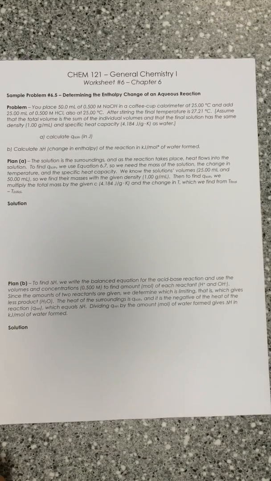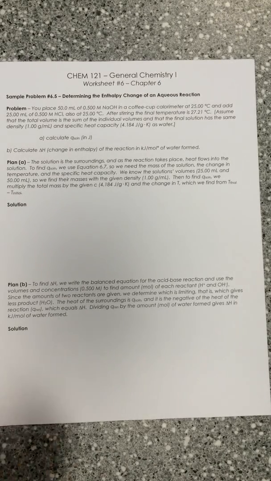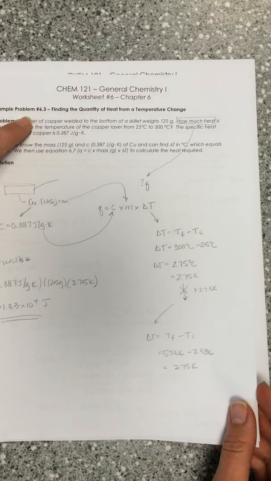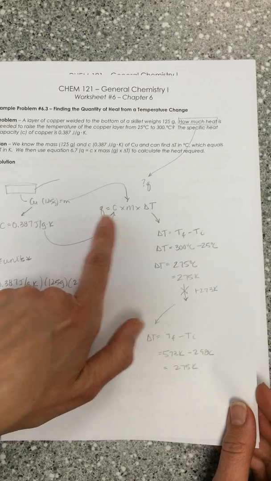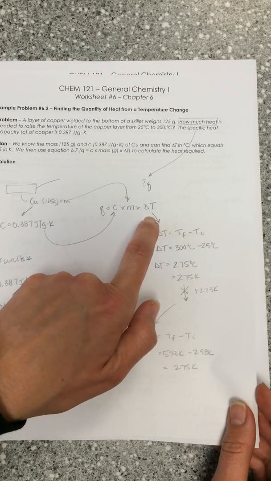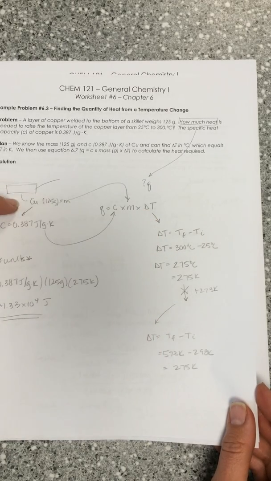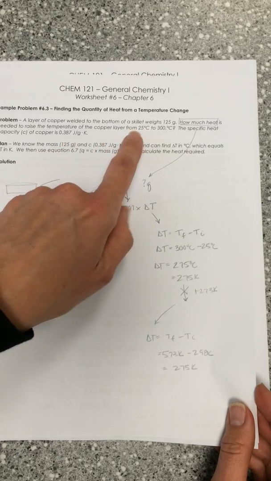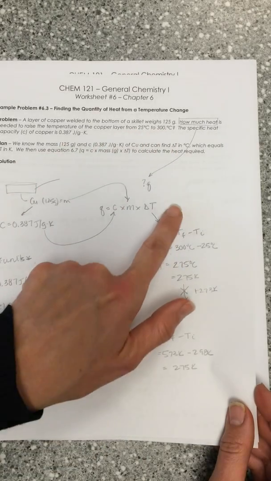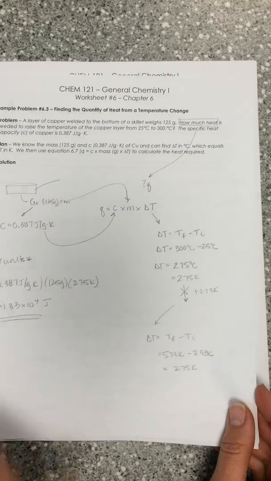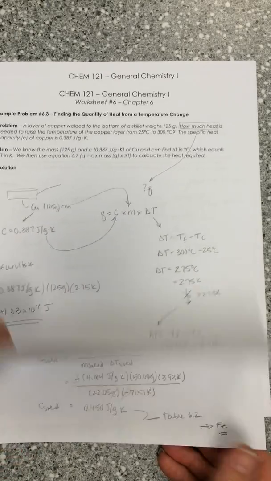Okay, as we move on through our sample problems in Chapter 6 here, I just want to give you a little context based on the last two problems that we did. Problem 6.3 dealt with figuring out the amount of heat that it would take to raise the temperature of the copper-clad bottom of a skillet, essentially 275 degrees. So we used this equation as is to figure out what that heat was.